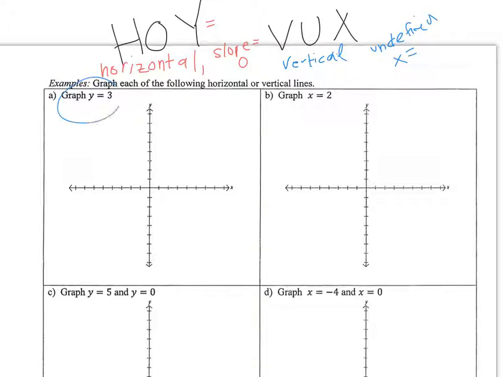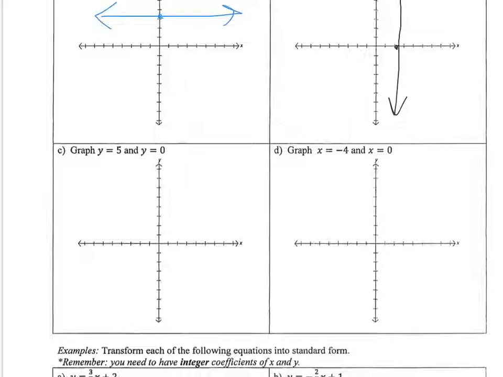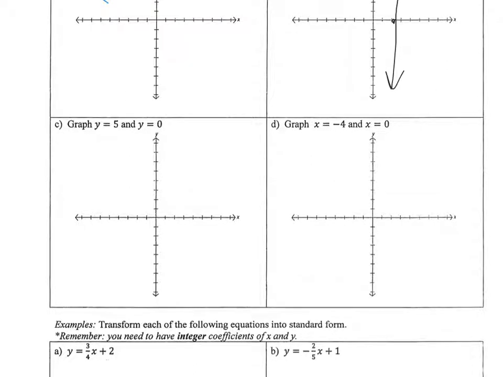So if you have to graph y equals 3, it's going to be a horizontal line, so you go up to 3 on the y-axis and make a horizontal line. For the second one, letter B, you go 2 on the x-axis because x equals 2 and make a vertical line, because x equals is always a vertical line. And then C, I'm going to graph y equals 5, so I'm going to go up 5 on the y-axis. 1, 2, 3, 4, 5, make a horizontal line.